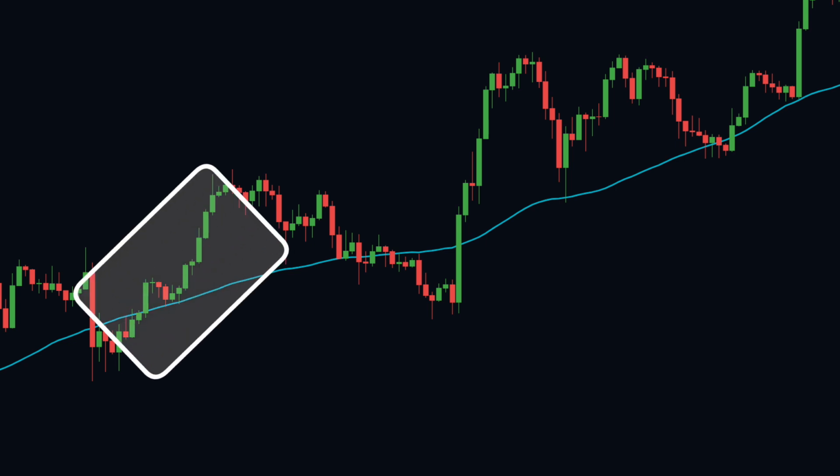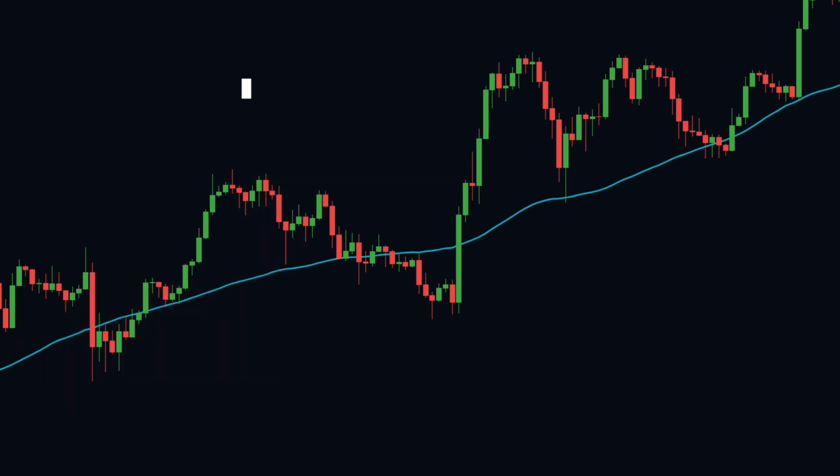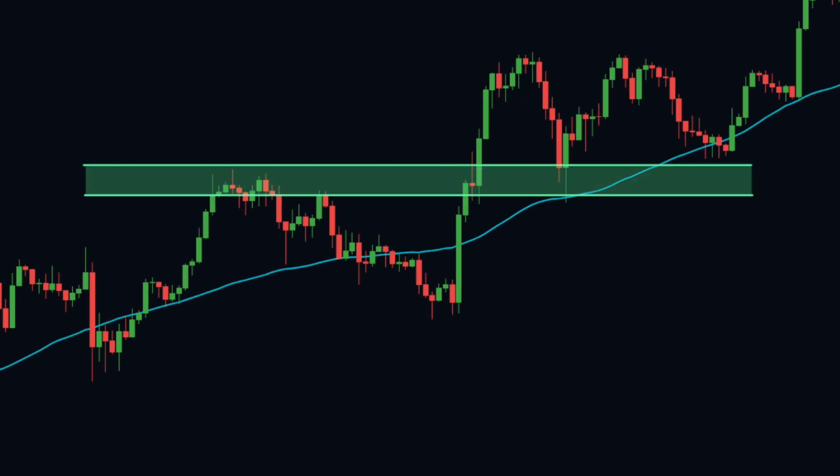Take a look at this chart. We can see that the price made this up move, then encountered resistance and pulled back. Therefore, we labeled this level as a level of resistance. It then broke through the resistance level and continued to rise. When the price begins to retrace here, the resistance has now become a support.